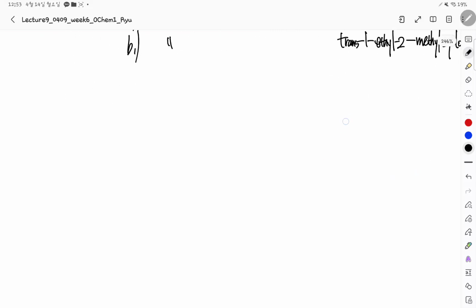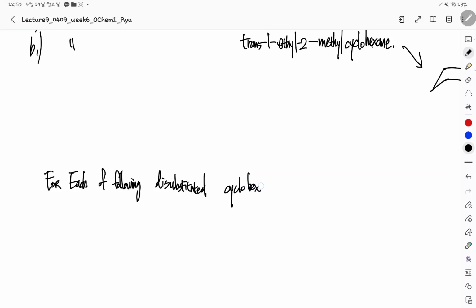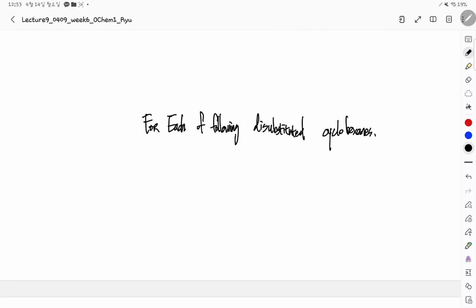And you can generalize this trend to the bottom case, right? So the bottom one is asking you, for each of the following disubstituted cyclohexanes, indicate whether the substituents in one chair conformer will be both equatorial in one chair conformer and both axial in the other, or one equatorial and one axial in each of the chair conformers. So you can identify, right, for each case. So both equatorial or both axial, or one equatorial and one axial, right?